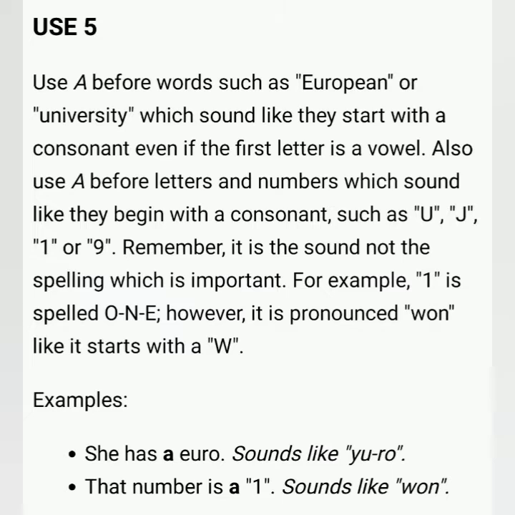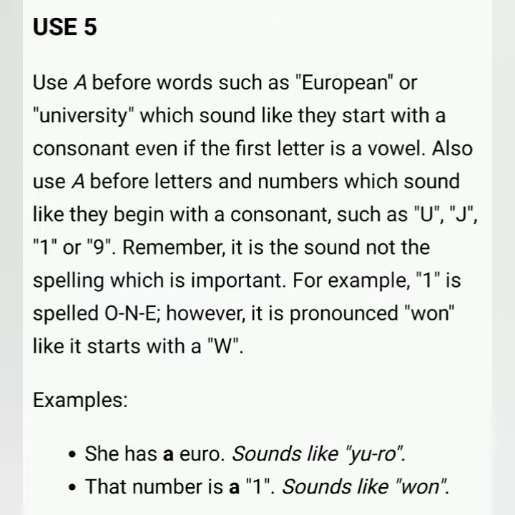We are going to see the fifth rule. Use a before words such as European or university, which sound like they start with a consonant even if the first letter is a vowel. Also use a before letters and numbers which sound like they begin with a consonant, such as U, J, 1 or 9. Remember, it is a sound, not the spelling, which is important.